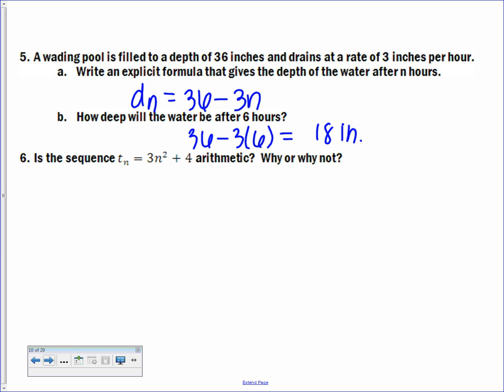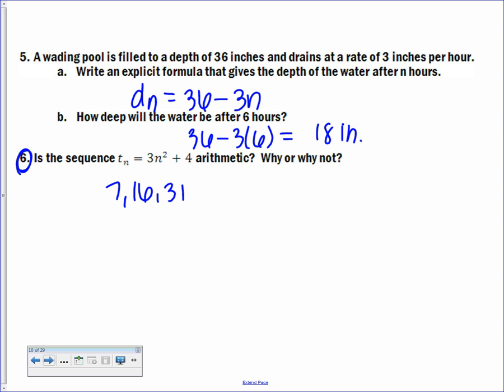Number 6, is the sequence arithmetic? Okay, you cannot tell just by looking at it. So this is kind of like the last one I circled. Find a couple terms to look at. So to find the first term, plug in 1. So if you plug in 1, you're going to get 7. Second term should be 16. Next one should be 31.